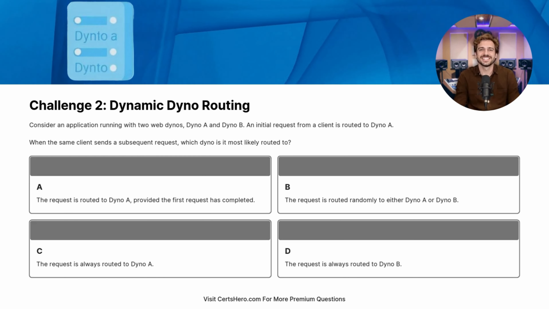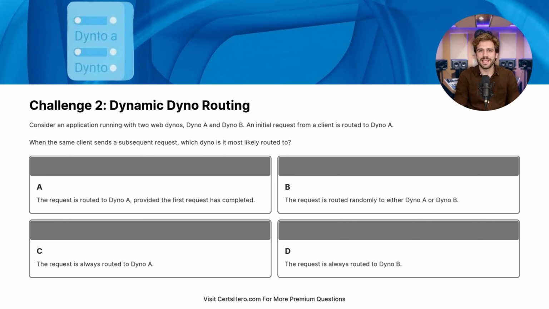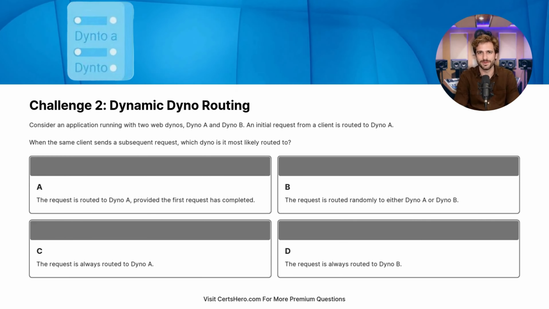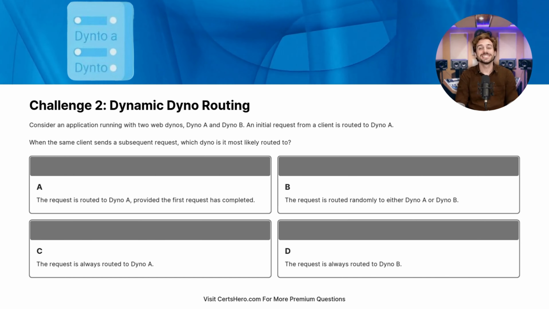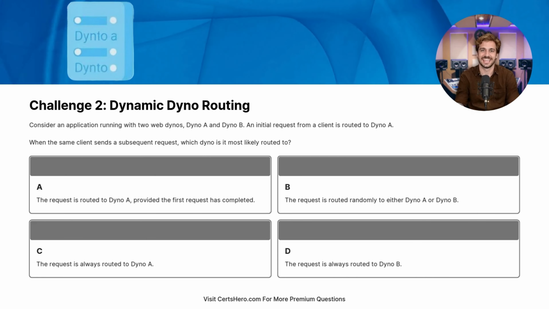A. The request is routed to Dyno A, provided the first request has completed. B. The request is routed randomly to either Dyno A or Dyno B. C. The request is always routed to Dyno A. D. The request is always routed to Dyno B.